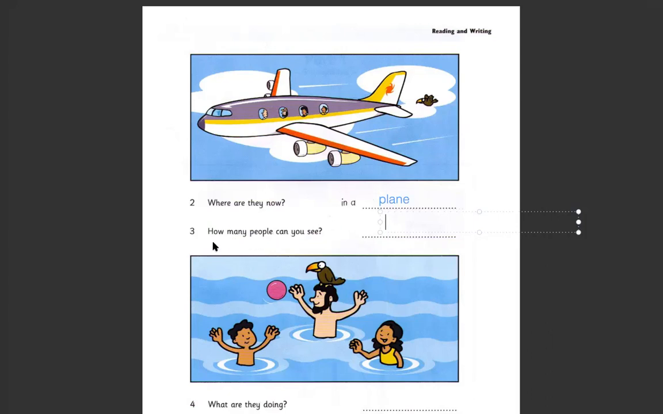Next one, how many people can you see? Now look at this. 1, 2, 3, 4. How many people? Four people. F-O-U-R, four. Or you can write the number.